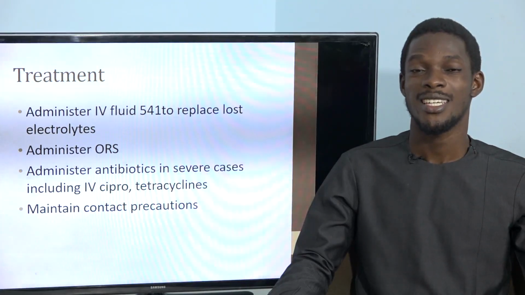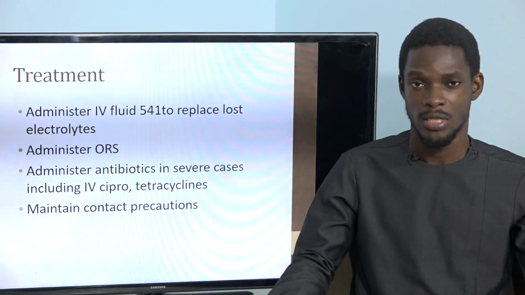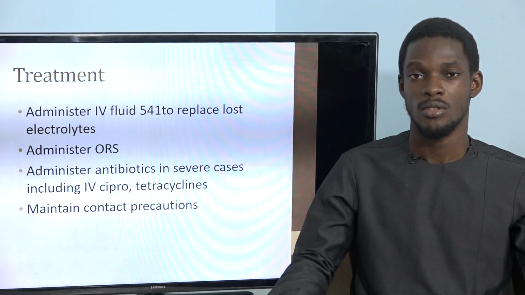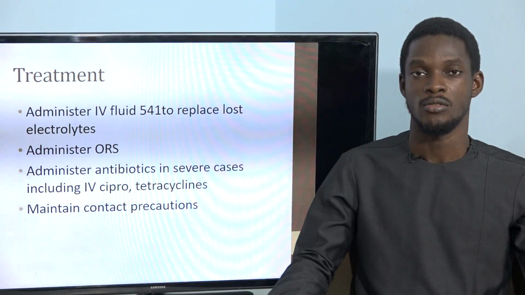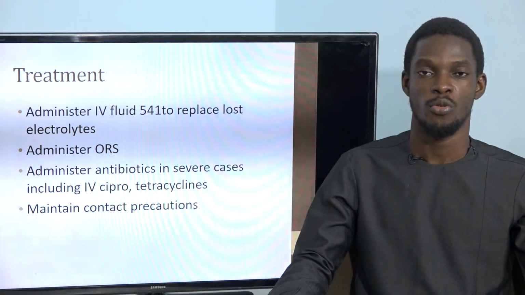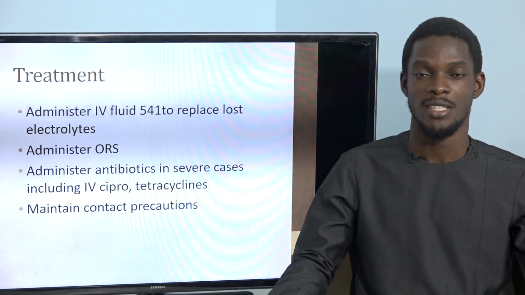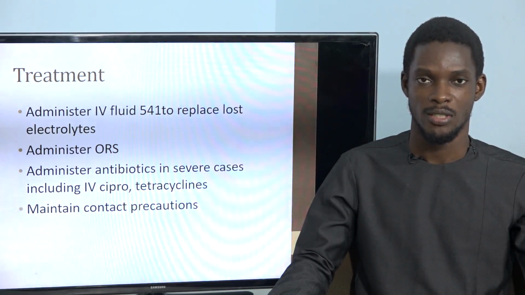You also want to maintain contact and droplet precautions. Contact precautions, because anything you touch from the patient's stool can result in the infection. And droplet, because you are unsure of what the patient's hand has touched or what the patient's droplets have gone through, and therefore you are unsure whether they can cause the disease also. But mainly you would want to look at contact precautions, but just to be on the safe side, consider droplet precautions also.